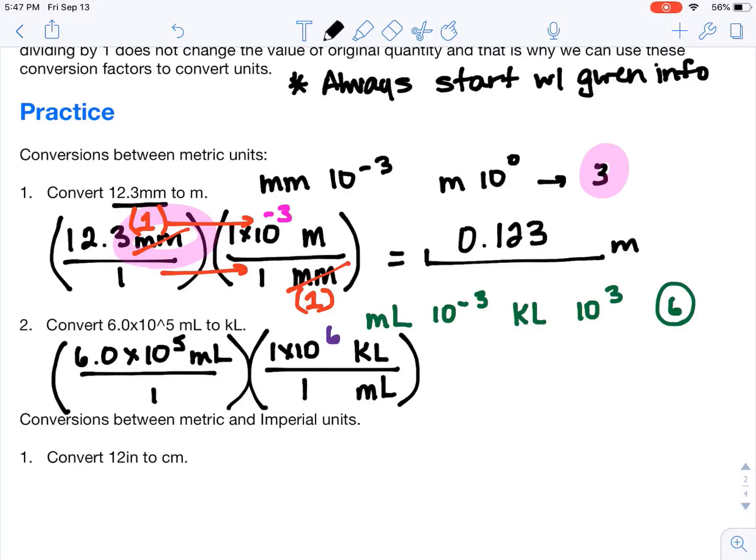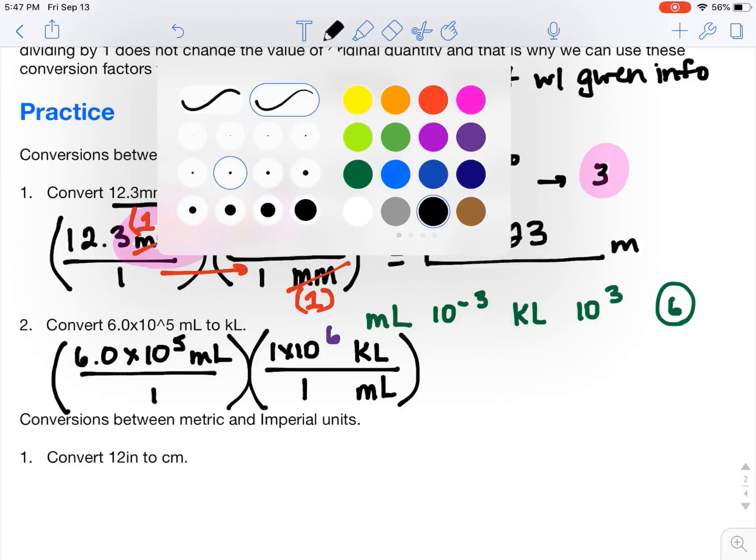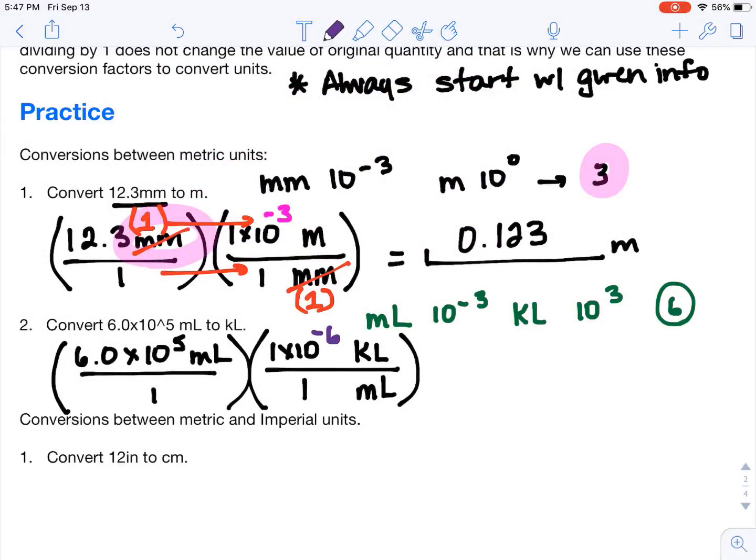Does this make sense? Are there 1 times 10 to the 6 kiloliters in 1 milliliter? Meaning, are the kiloliters smaller than the milliliters? Of course not. Kiloliters are much larger. So in order to make this a factor of 1, I have to say 1 times 10 to the minus 6 kiloliters is equal to 1 milliliter.